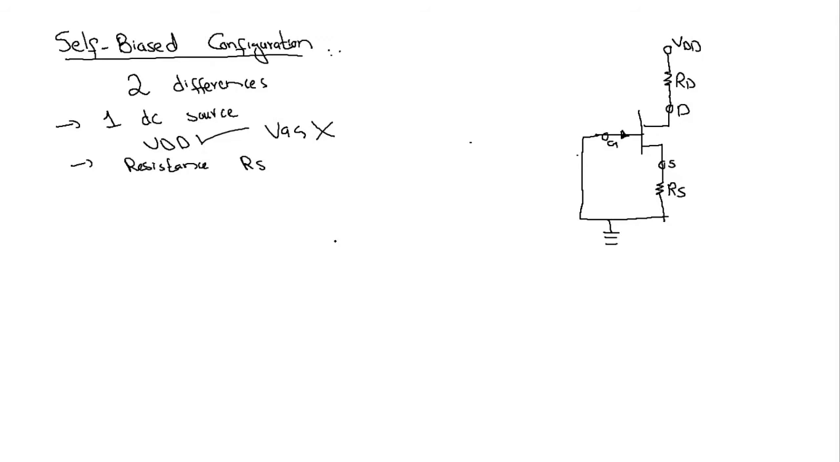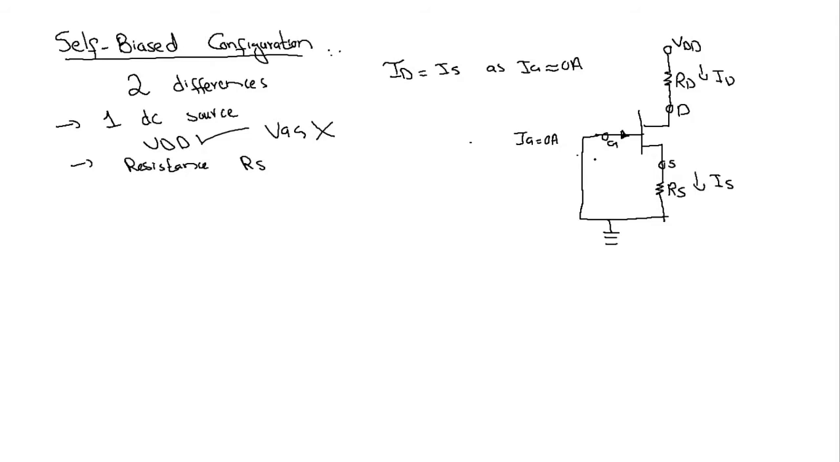Now we can simplify this circuit. First of all, because the gate current Ig is almost 0 ampere in case of the JFET, the drain current ID is approximately equal to the source current IS. We know this from the properties of the JFET, that ID is equal to IS as Ig is approximately 0 ampere.